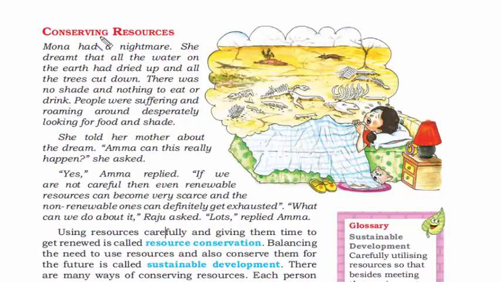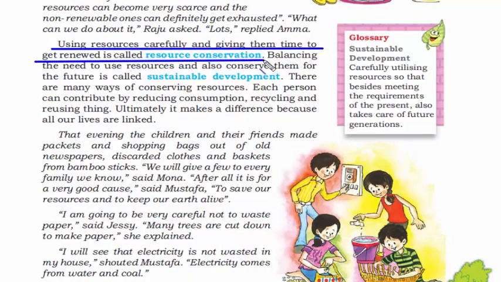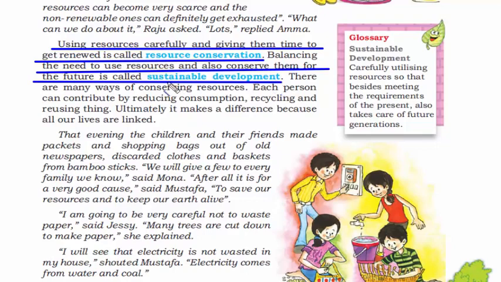After reading various types of resources, let's move on to conserving resources. How to protect resources and conserve them for our future. Using resources carefully and giving them time to get renewed is called resource conservation. And then balancing the need to use resources and also conserve them for the future is called sustainable development. If you see, sustainable development is dependent on resource conservation because you need to first preserve the resources and then only you can use them for future purposes.